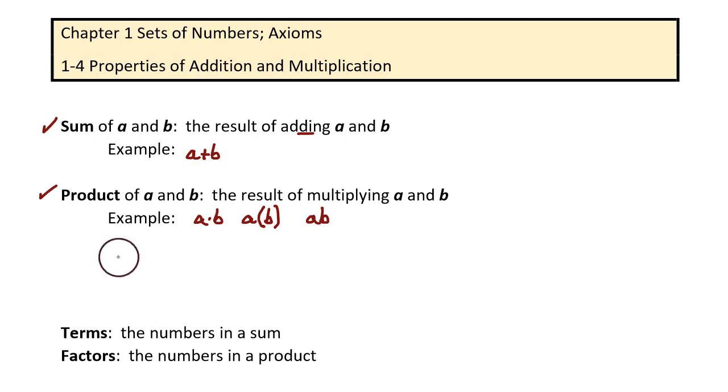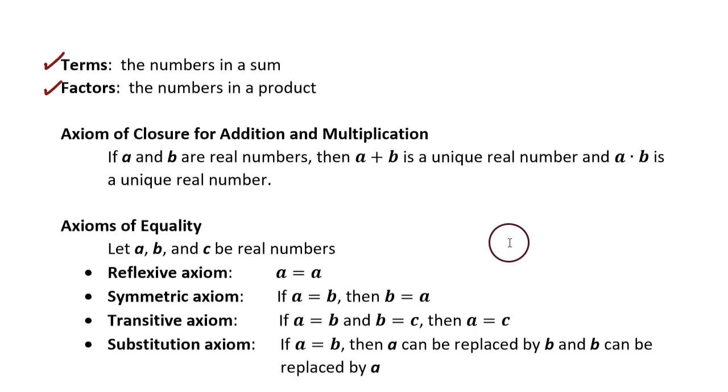In a sum, the two numbers that are being added together are called terms. In a product, the two things that are being multiplied together are called factors. And those words, terms and factors, will be used quite a lot in Algebra 2 class.